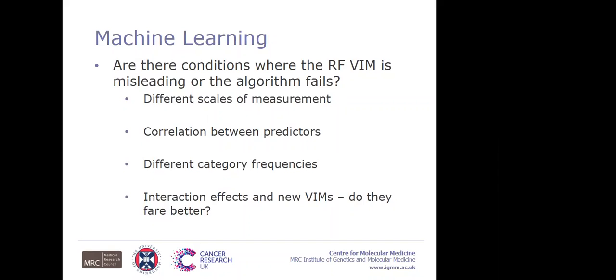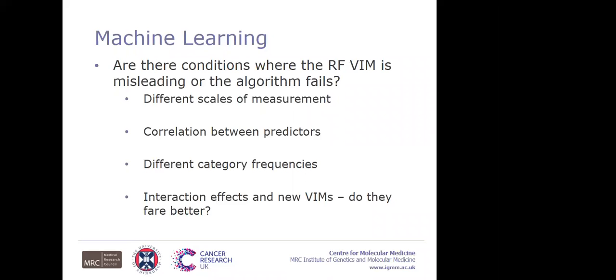Another situation is when you have correlation between predictors, which is obviously really important for us because we're looking at genome-wide data, so there'll be linkage disequilibrium between SNPs. Another situation is when you have differing category frequencies. In our case, this would be where you have different minor allele frequencies.